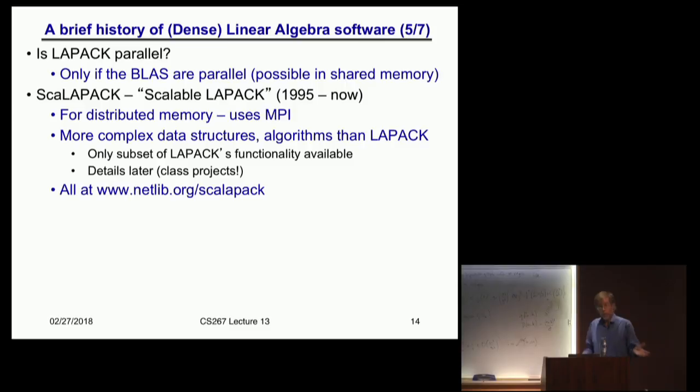And so another project began called ScaLAPACK that began in '95, some years later than LAPACK, and it's specifically for distributed memory. It uses MPI, and uses rather more complex data structures that I'll talk about in the case of matrix multiply today. And since the algorithms are more complicated, only a subset of the functionality in the sequential case is available.